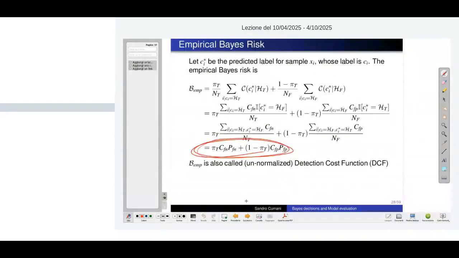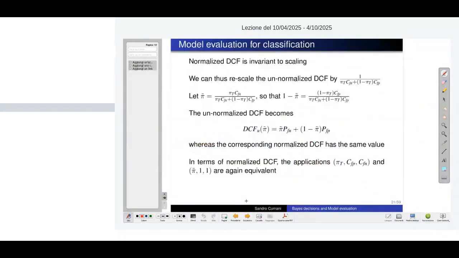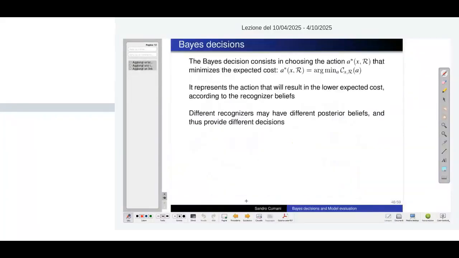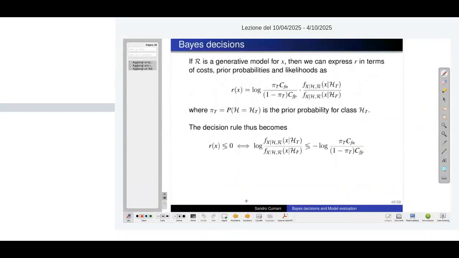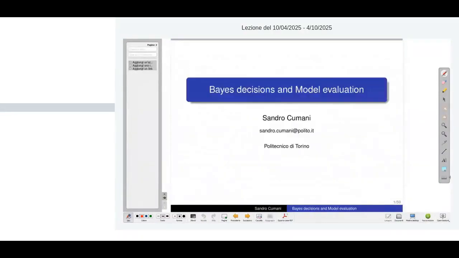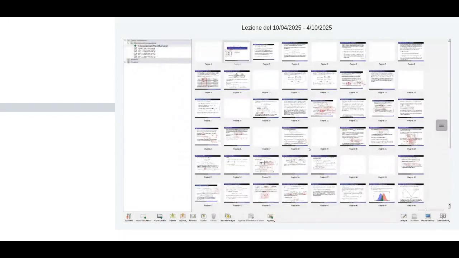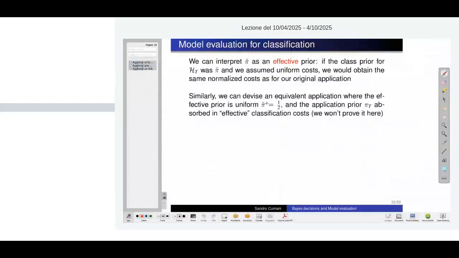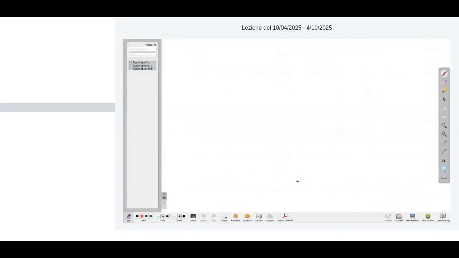Let me see. Okay. Okay, let me see. I thought I had the example with cost for the binary problem, but I don't see it here. Just give me a second.